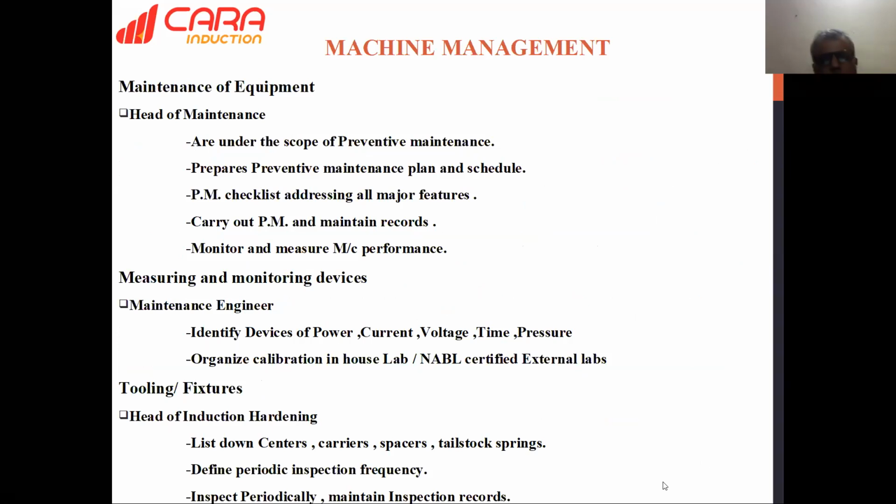In the machine management area, induction hardening equipment preventive maintenance and the daily check sheet are most important. In that slide, we are mentioning all those things: the preventive maintenance checklist, what parameters you need to check, all the details are given in this slide. Next, sir.